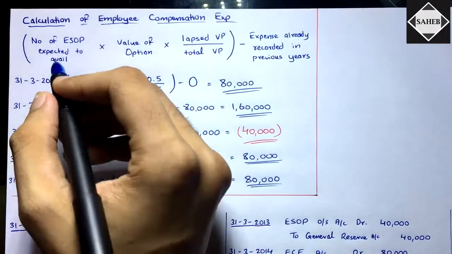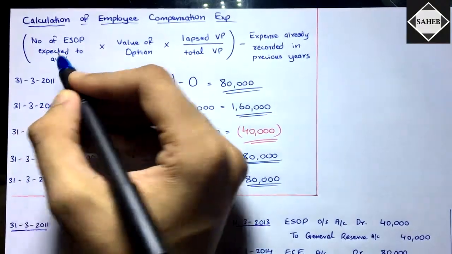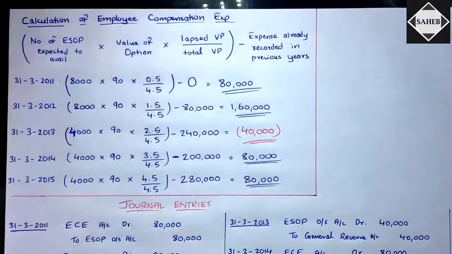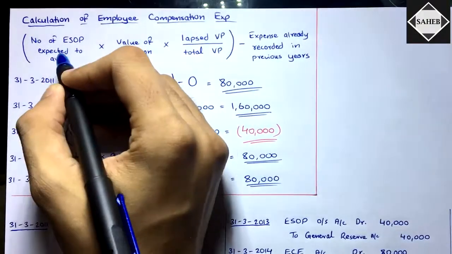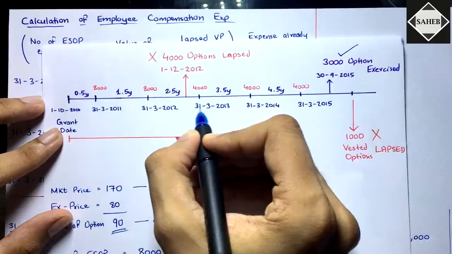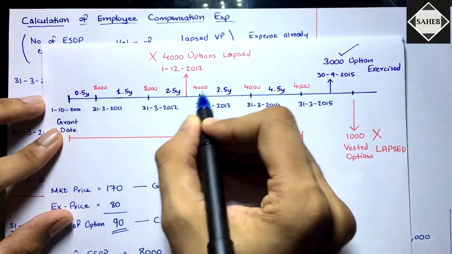So see here what we're going to do: number of ESOP expected to avail, how many options will be exercised in future. We will estimate it. And then value of option, rupees 90, which will never change, always constant. This can change, because if the estimate changes, look here what is happening in 2013, what is changing?